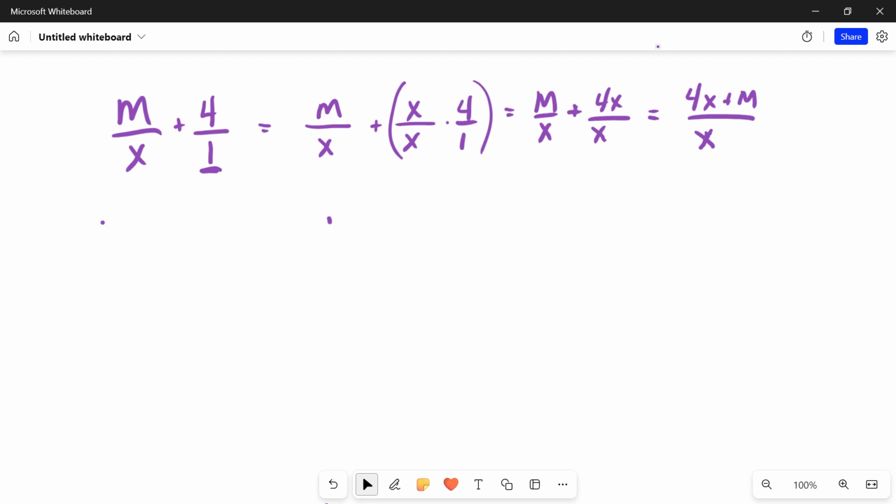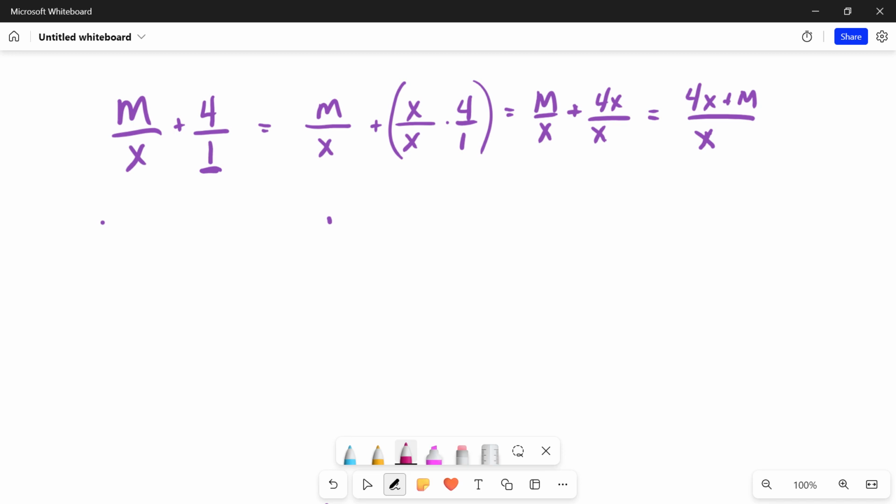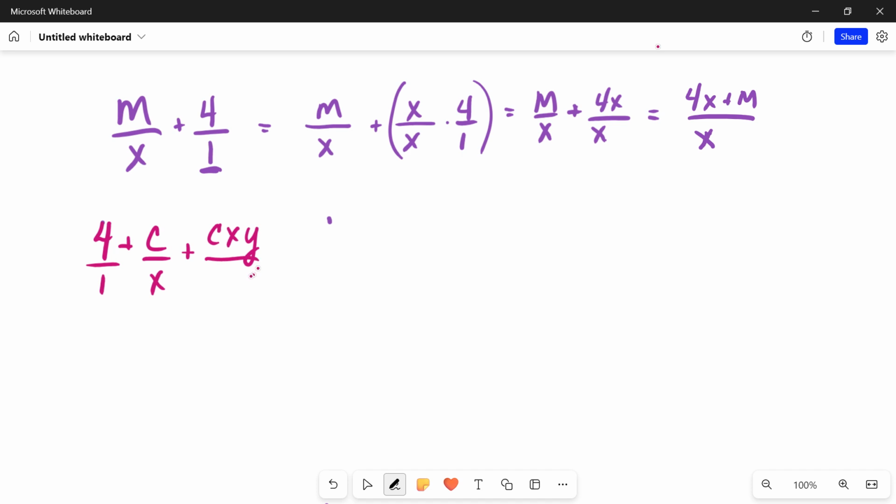Let's do something different. We'll change up our color here so we can tell the difference between the two that we did. Okay, so let's do 4 plus c over x plus cxy. All right, so that's going to be our original problem. We can think about this as 4 over 1. We can think about this as cxy over 1.